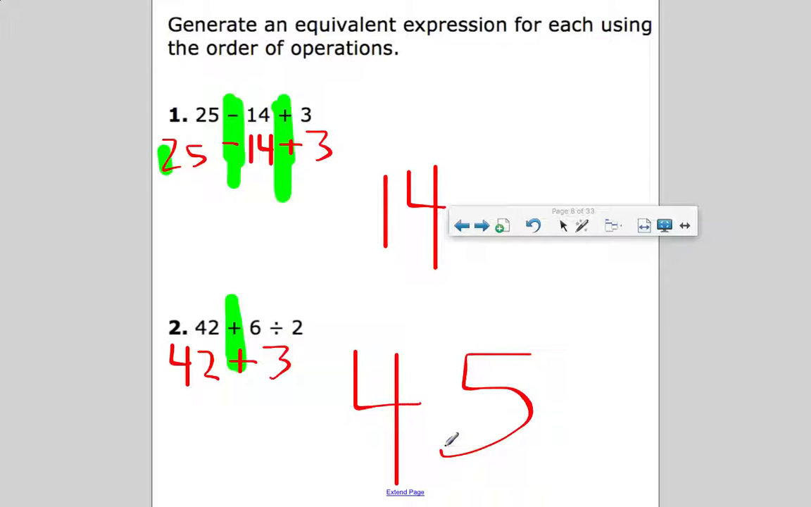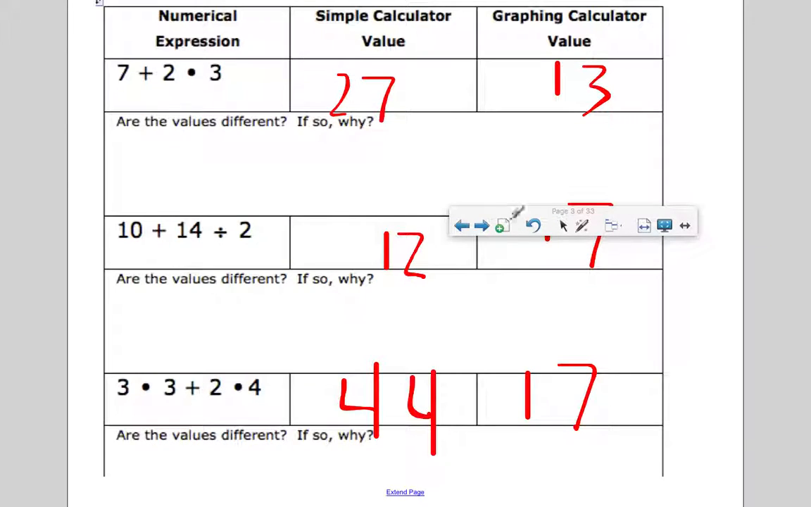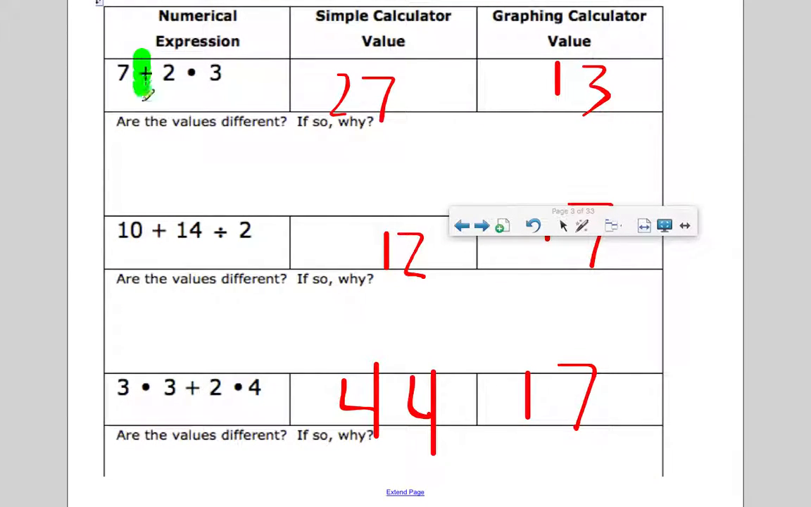Without doing order of operations, kids would add these two up first, then divide by 2. So let's go back and look at our example here. I'm going to highlight, using my highlighter, all of my addition and subtraction operators.